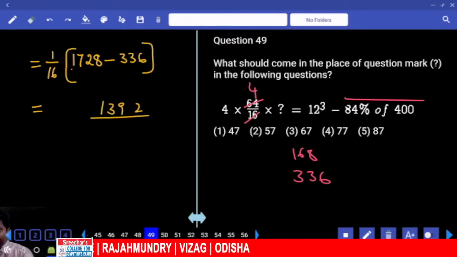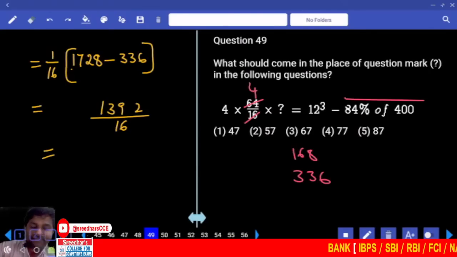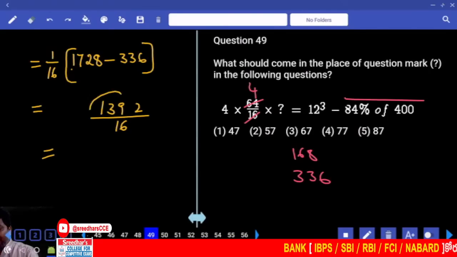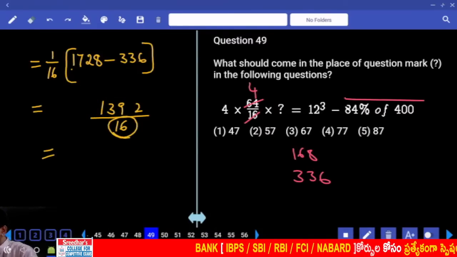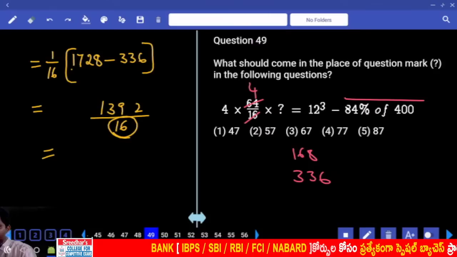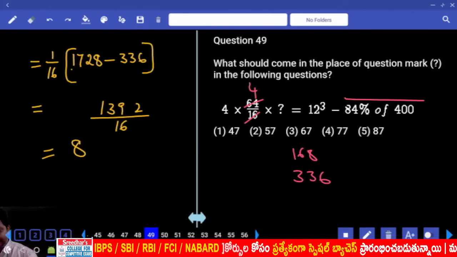139 divided by 16. 6 into which number ends with 2? All the options are ending with the same number only. Now it is enough to identify the first digit. 139, 16, 8 times. So the answer should start with 8. There is only one.